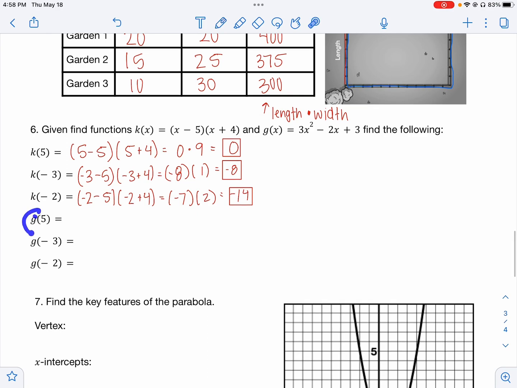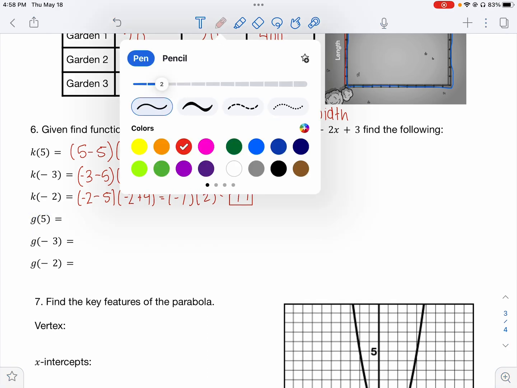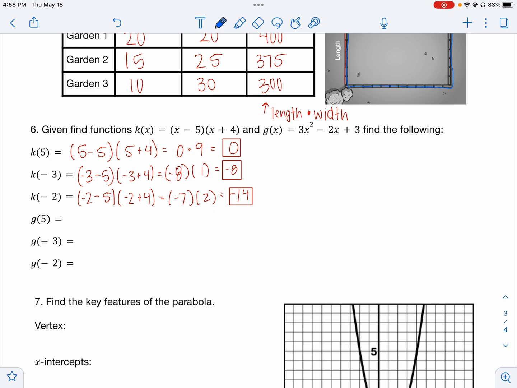And then right here, notice how this changes to g of x. So I'm going to change my colors. With g of x, we have this squared, which means we have to do the order of operations before we can multiply by that 3. Lots of students will go 5 squared, 3, so they'll go 15 squared. That is not correct. You have to do the exponent first.